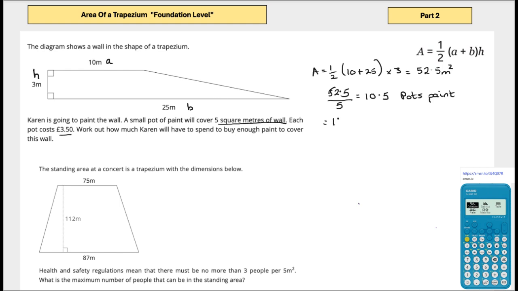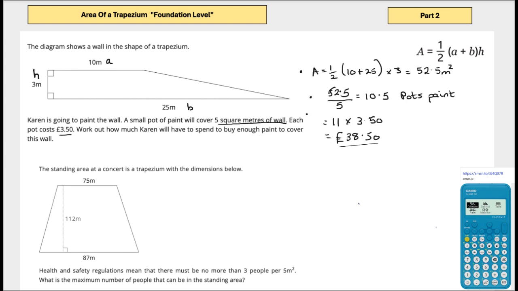So you've got 11 pots at £3.50 each. Put it into your calculator. And then your answer comes to, in pounds, £38 and 50p. That's how much it's going to cost to paint the wall.